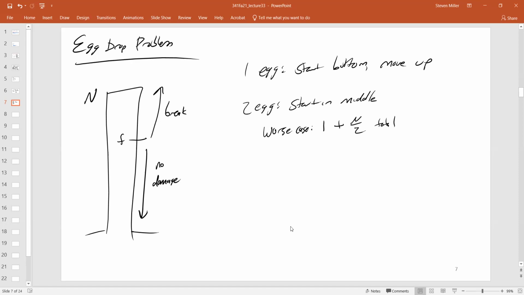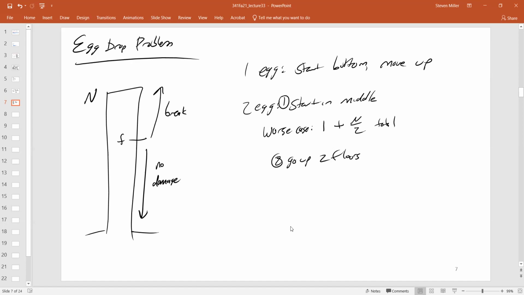Second floor is the other extreme. So one possibility was start in the middle. The second is go up 2 floors. So now if it breaks, you only have to do one more check. That's the complementary analysis.